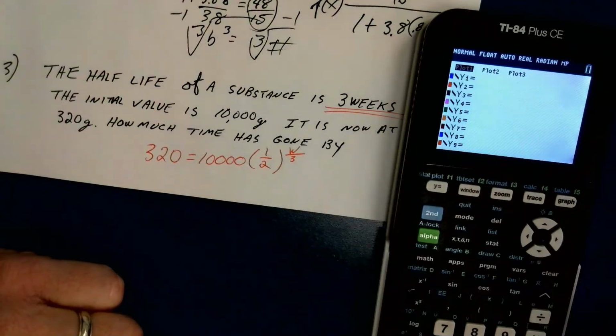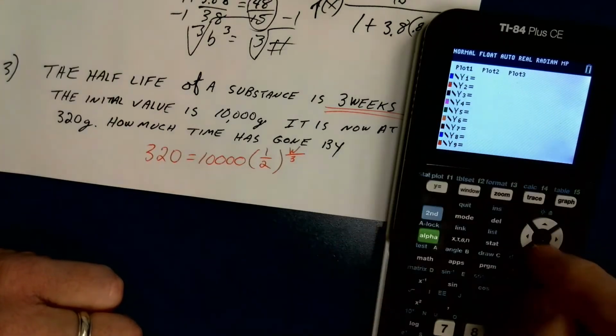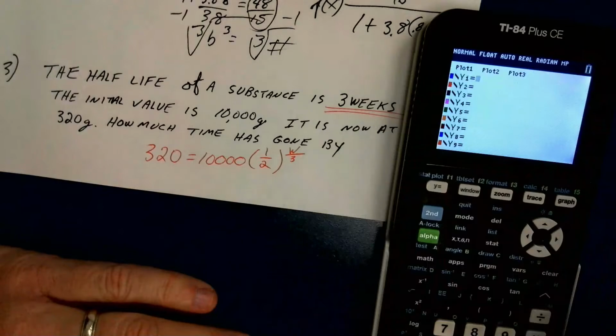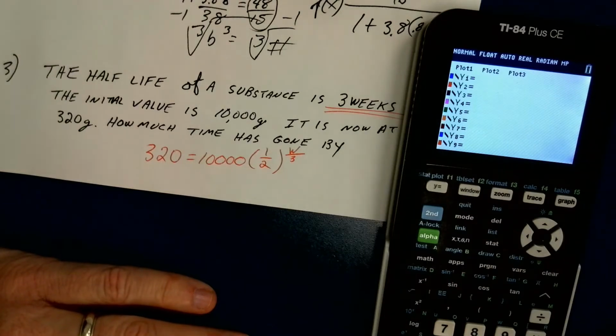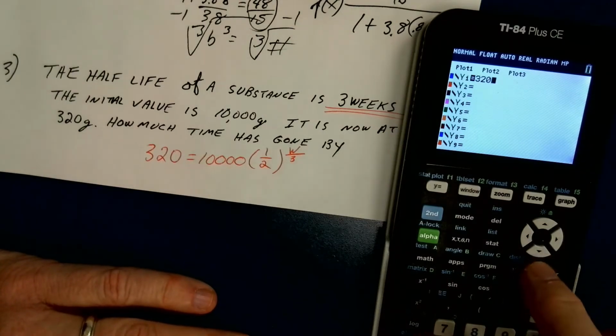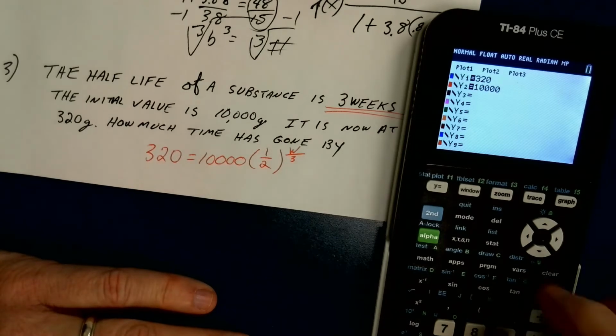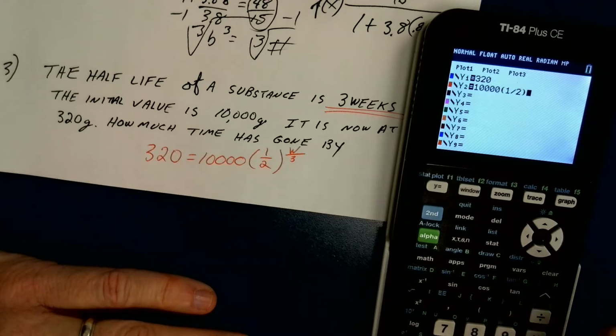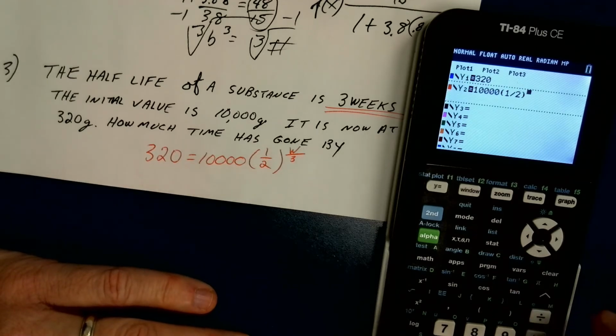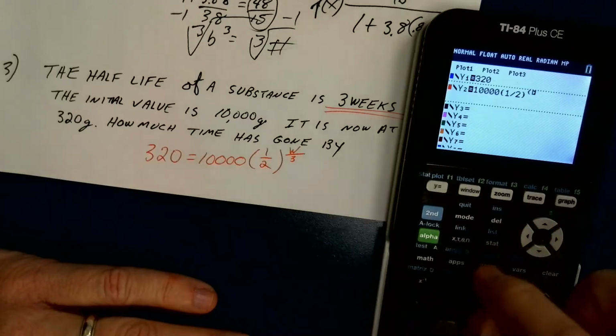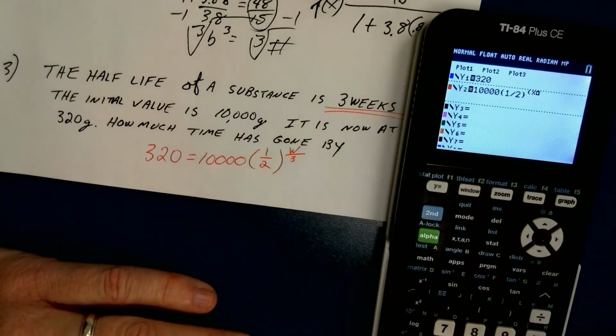I'm going to go up here to my plot. I'm going to turn that off by hitting enter once so that those dots don't show up on my screen, and I'm like, what the heck is that from? So 320, yeah, I like that. 10,000, yes. Parentheses, 1 divided by 2, close parentheses. Raised to the, I'm going to do parentheses. I got to do x because it doesn't know w, divided by 3.